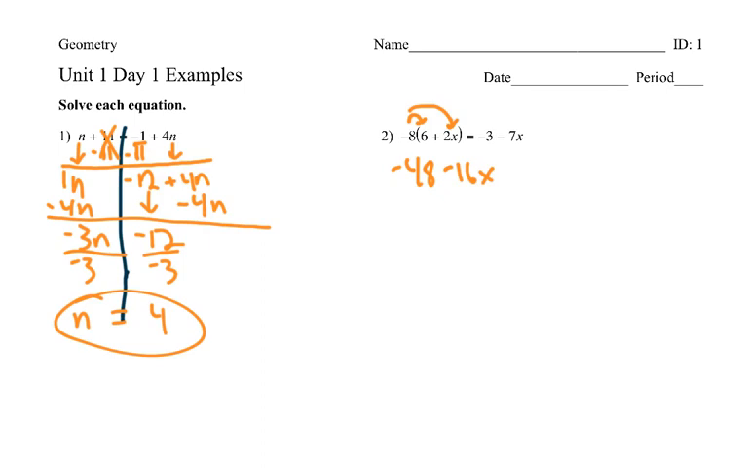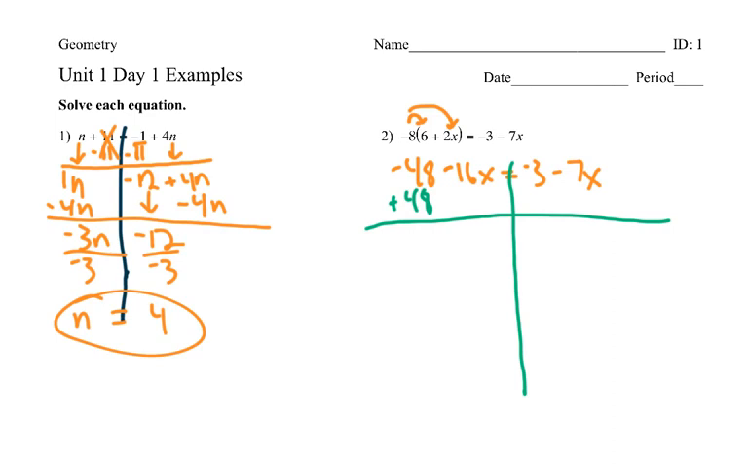So we took care of the distributive property, and I'm just going to copy the rest of the equation down, switch colors, draw my line. I'm actually going to add 48 first, and there's a couple other ways I could have started this, but I just chose to add 48. You can do as you please. So -48 plus 48 is going to cancel. I'm going to drop this -16x down. -3 plus 48 is 45. I'm going to drop the -7x down.